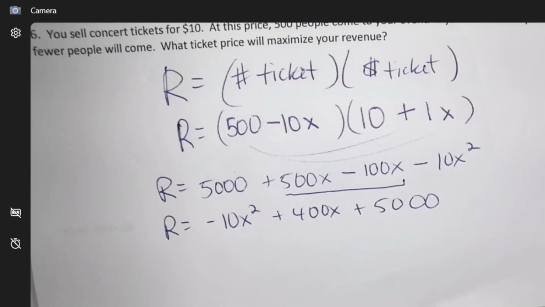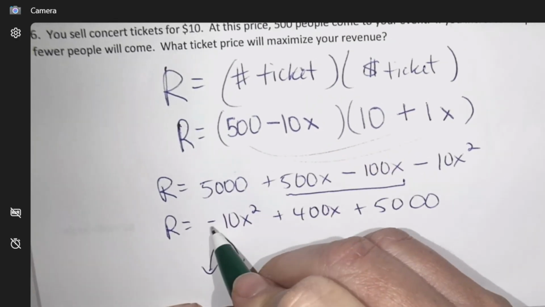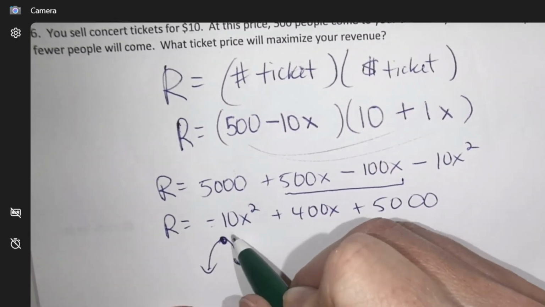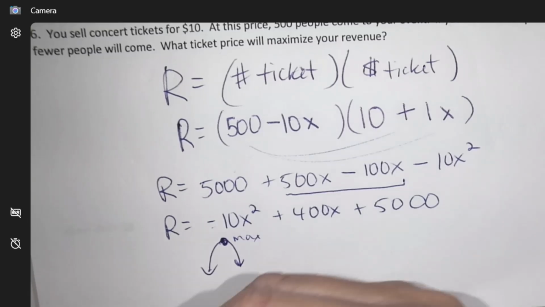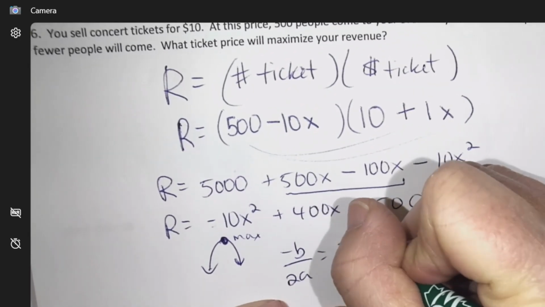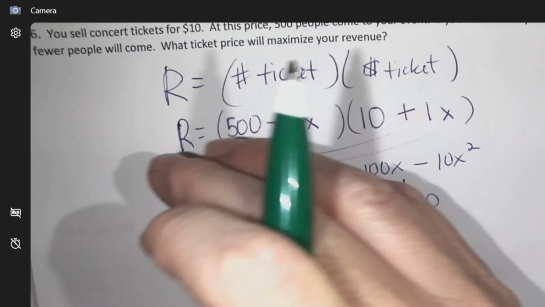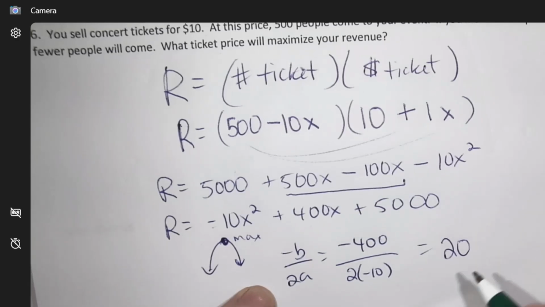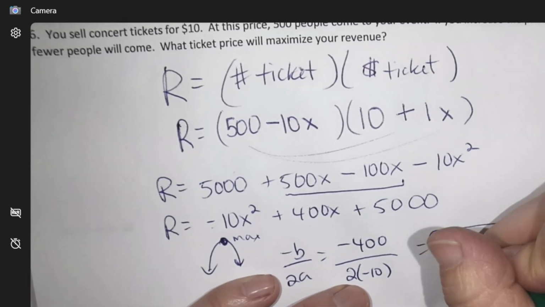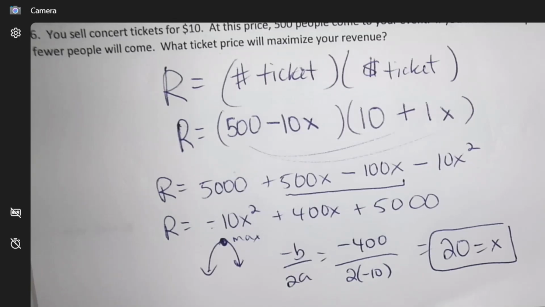Okay, the FOIL gave me a nice equation. How do we get max? We know it's facing down with a negative 10. We're trying to get the max, which is a vertex on the top. So negative b over 2a. Okay, I got an x value of 20, but that's not an answer. That's just your x value.